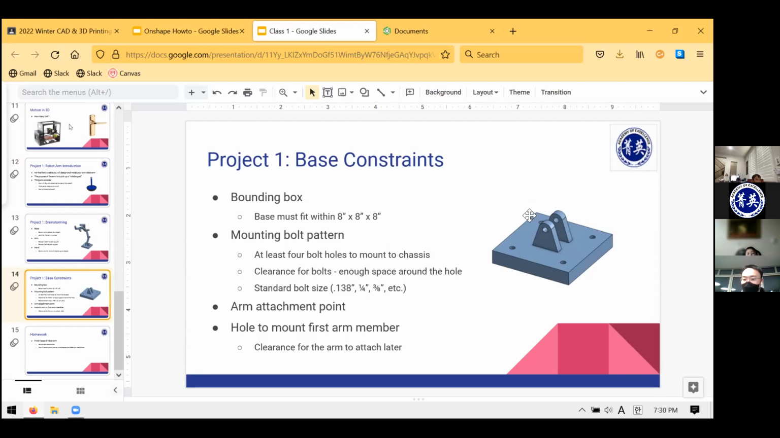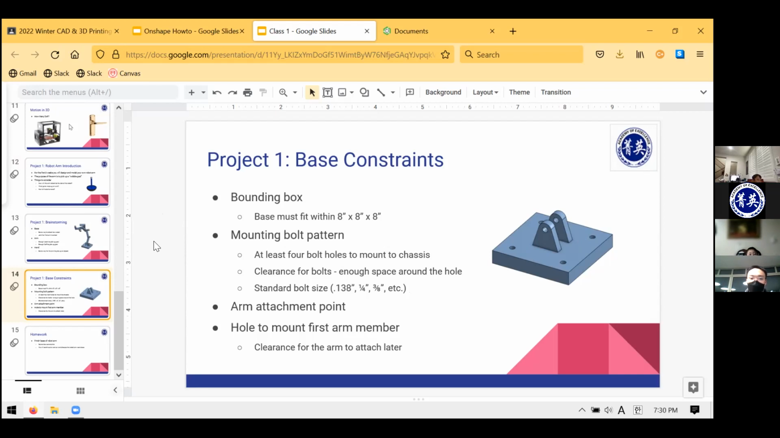You need to have an arm attachment point where the rest of the arm will go. And at that attachment point, just make sure you have a hole which will serve as your fastener to the rest of the arm. So these are the constraints of the arm of the robot.